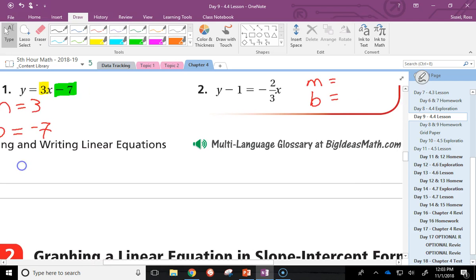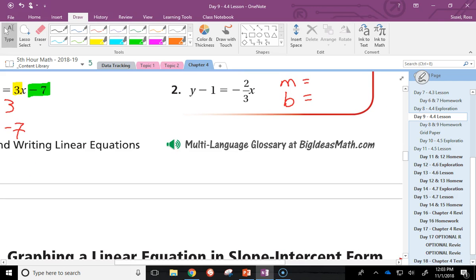Okay, number 2. Is this in slope-intercept form? No. So I have to change it. I have to get y by itself. So I'm going to add 1 to each side. I'd get y equals -2/3 x. I forgot the x. Plus 1. Good. Now I'm in slope-intercept form. I have a coefficient in front of x and then plus 1. So I have my slope-intercept form listed in there.